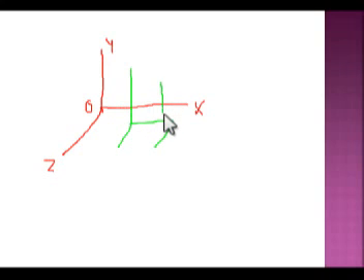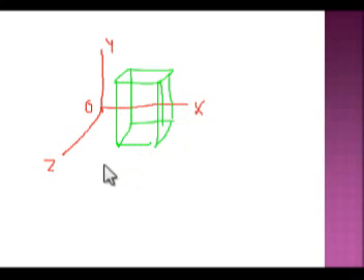Now again this is parallel to the y-axis. These are parallel to the y-axis. This is parallel to the z-axis. These are parallel to the x-axis. This is also parallel to the x-axis. This is parallel to the y-axis, and this is parallel to the x-axis. So we will take this P and this Q, and this is the diagonal PQ.